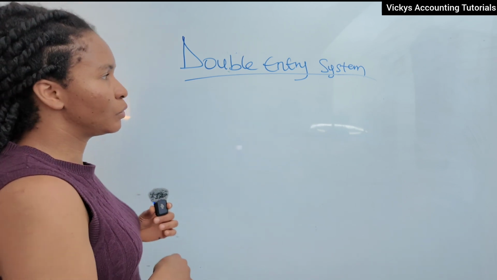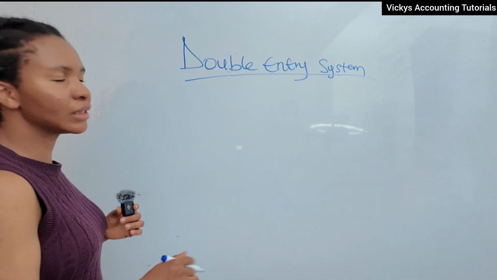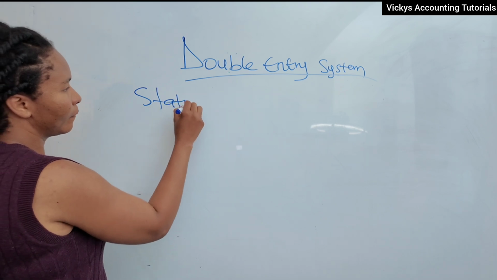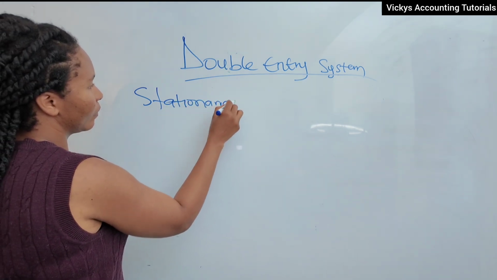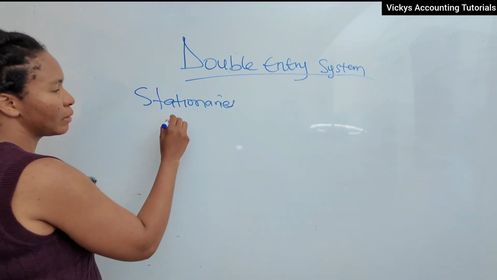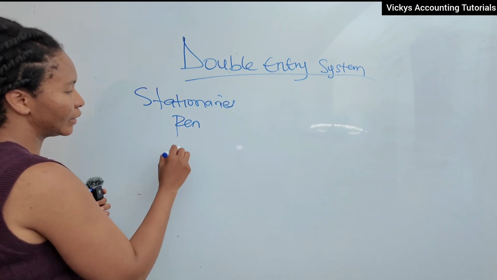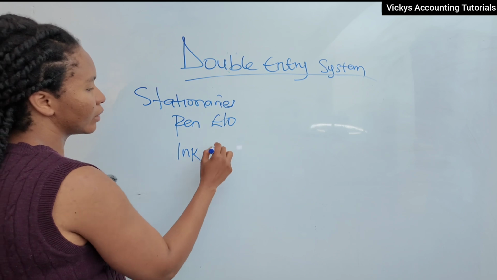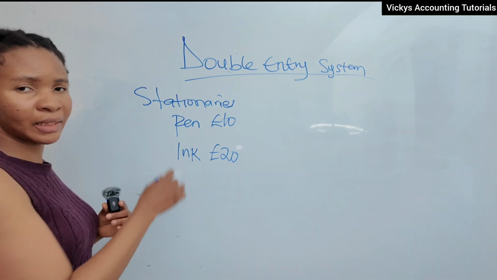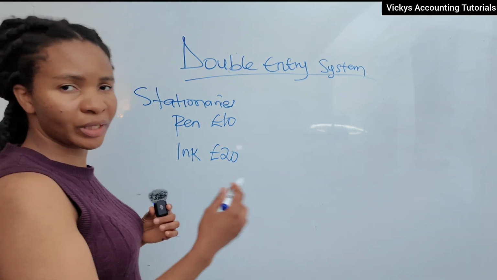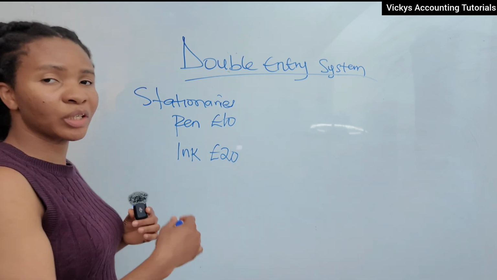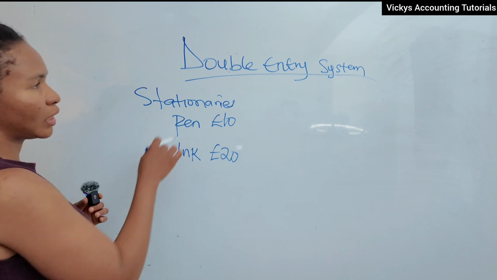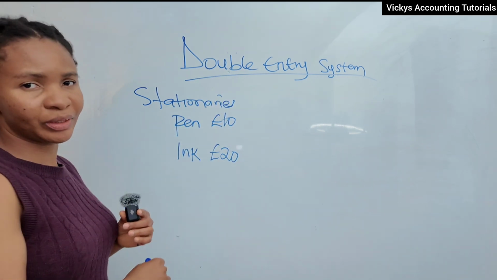Let me give you guys an example of that. Let's say, for instance, a business purchased stationeries. Okay, they purchased pen, right, ink. Let's say pen £10, ink £20. These expenses are for daily operations within the organizations. For instance, to keep the office running, right? How do you account for this? In order to account for this, you need to use double entry system.